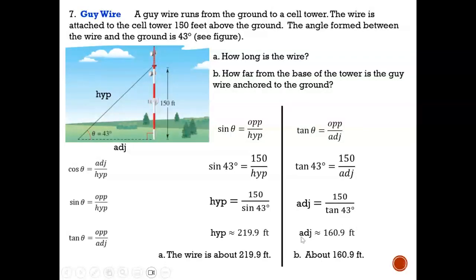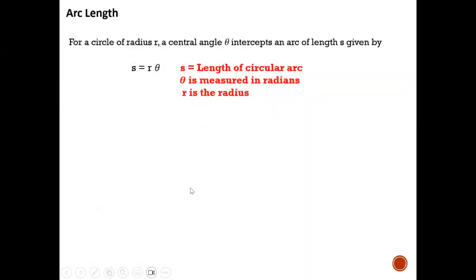So that's how far the base of the tower is from the wire that's anchored to the ground. From the base of the tower to where the wire is anchored is 160.9 feet. That's how you apply these types of problems in real life.